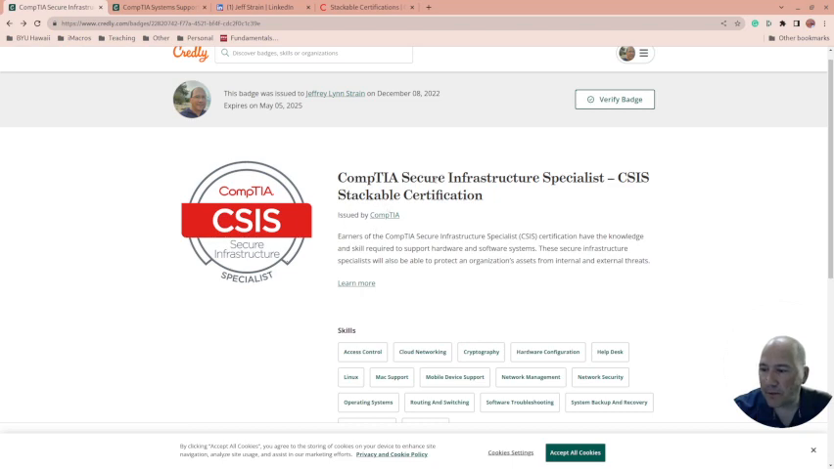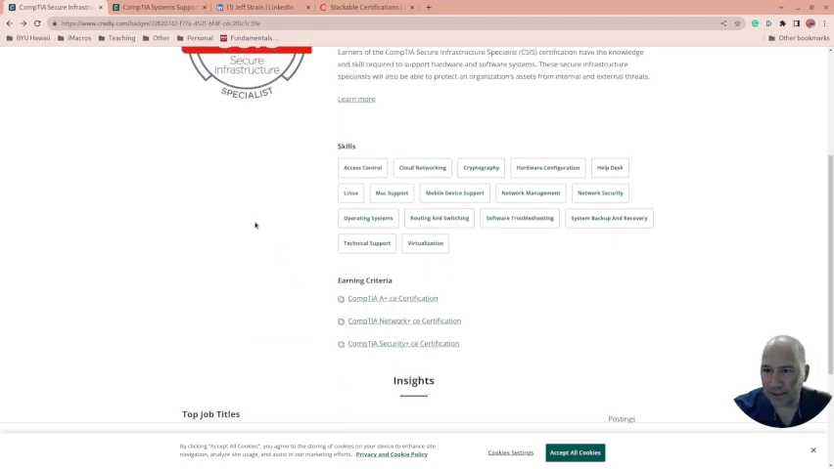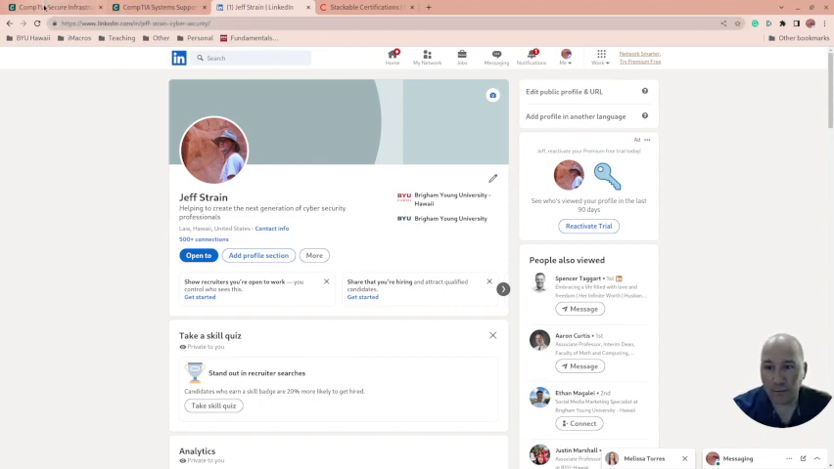But this is when I got the CompTIA Secure Infrastructure Specialist. It's a stackable cert. It's because I have A+, Network Plus, Security Plus, and of course the insights that it has. Once again, whenever I get a cert, I post it on LinkedIn. Helps promote me, helps to promote the certificate.